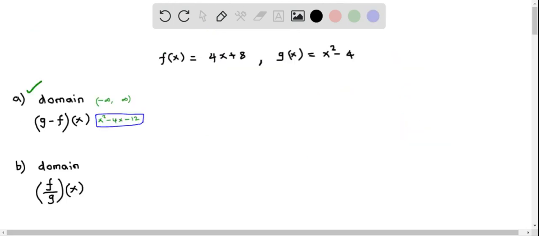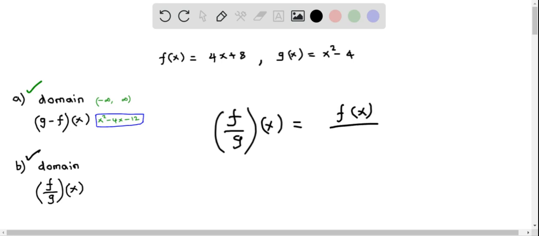Let's do part B. So here we determine the domain of this f by g of x function. And when we use this algebra of functions rule, this can be written as f of x over g of x. This is basically a quotient of two different functions, f of x and g of x. So here the domain is all real numbers except where the denominator equals 0. Which means we have to determine the domain of g of x, and we have to determine the values of x where it is not 0.